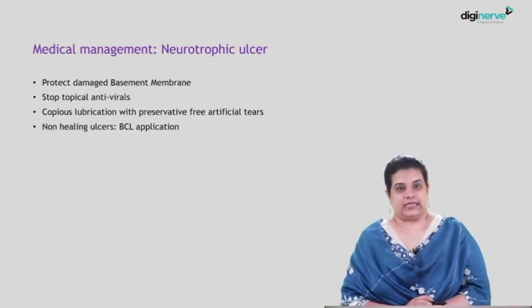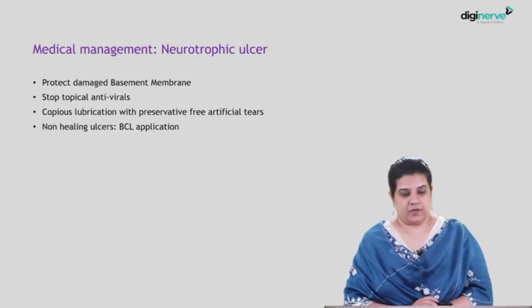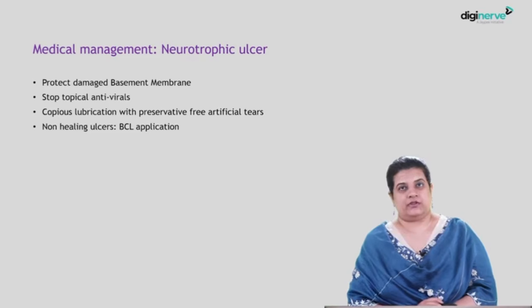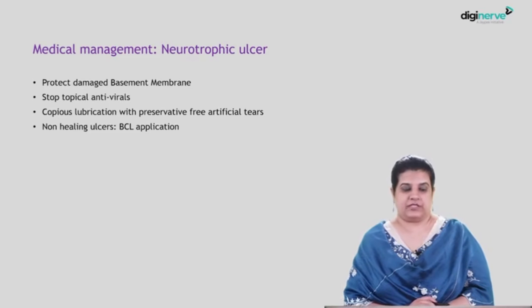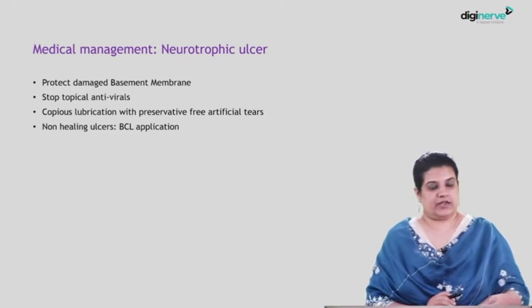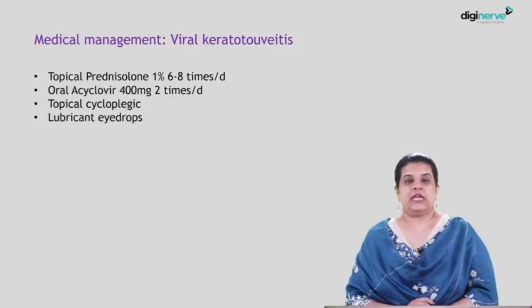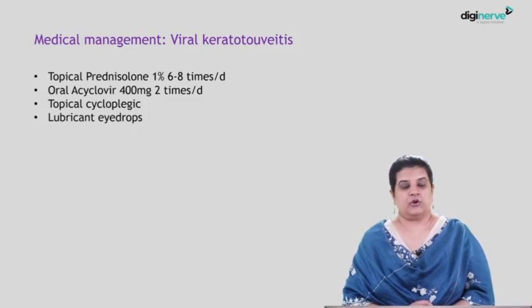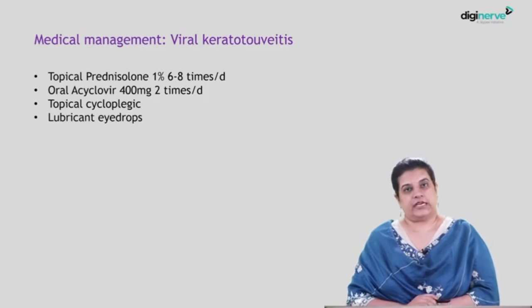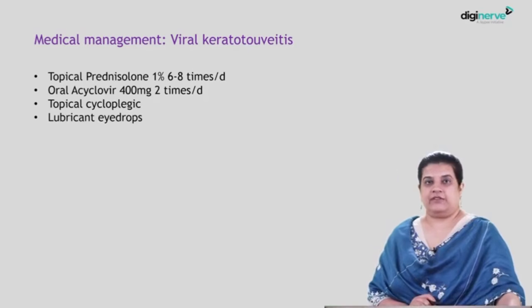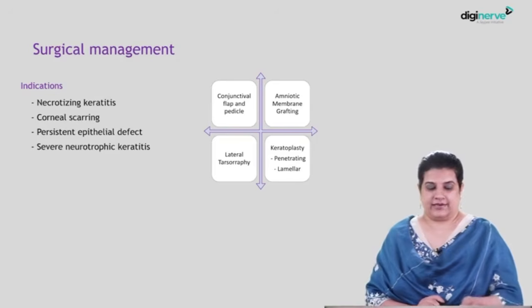For a neurotrophic ulcer, we need to protect the basement membrane, so we have to stop antiviral therapy. Copious lubrication is given in the form of preservative free artificial tears. For non-healing ulcers, a bandage contact lens is applied so that recurrent damage does not happen. In patients who have keratouveitis and associated elevation of intraocular pressure, topical prednisolone is given 6 to 8 times a day and topical cycloplegics are given in all these patients along with lubricant eye drops. If there is an elevation of pressure, then anti-glaucoma drugs are added.